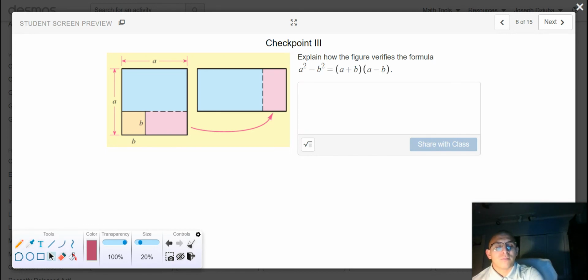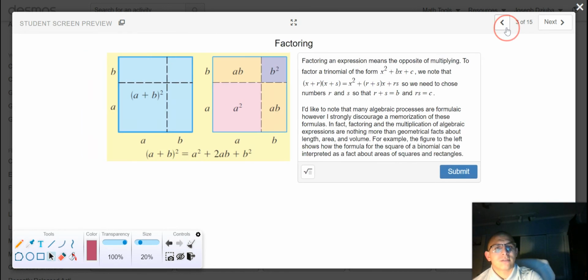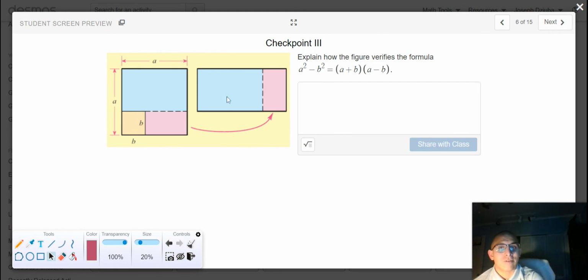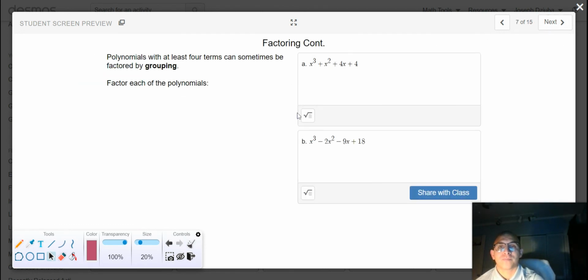I'd like for you, after you've completed the last 3 practice problems, to take a moment and explain how the figure here verifies this formula. Notice you can go back 2 slides, so I went back 3, okay, and take a look at what's happening. You might want to relabel this second diagram, which is missing a critical component, hence this idea of subtraction. Okay, what side represents a plus b, what side represents a minus b, and share your answer with the class. That will jumpstart our conversation for tomorrow.